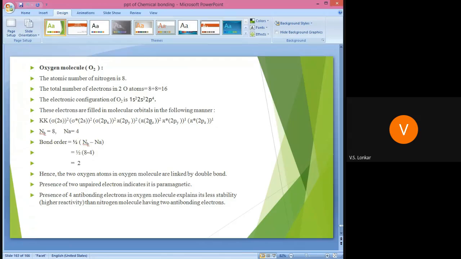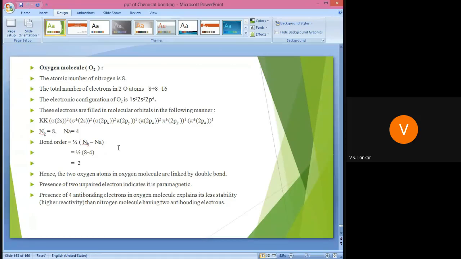Then calculate the bond order. Bond order equals half of (Nb minus Na), where Nb is the number of electrons present in bonding orbitals and Na is the number of electrons present in antibonding orbitals. There are 8 bonding electrons. While calculating Nb and Na, only consider the valence electrons. Don't count the electrons from the K first shell, that is sigma 1s2 and sigma star 1s2. There are a total of 8 bonding electrons, and Na is 4 electrons: sigma star 2s2, pi star 2py1 and pi star 2pz1, that is 2 plus 1 plus 1, which is 4 electrons. Calculating, we get the answer 2.